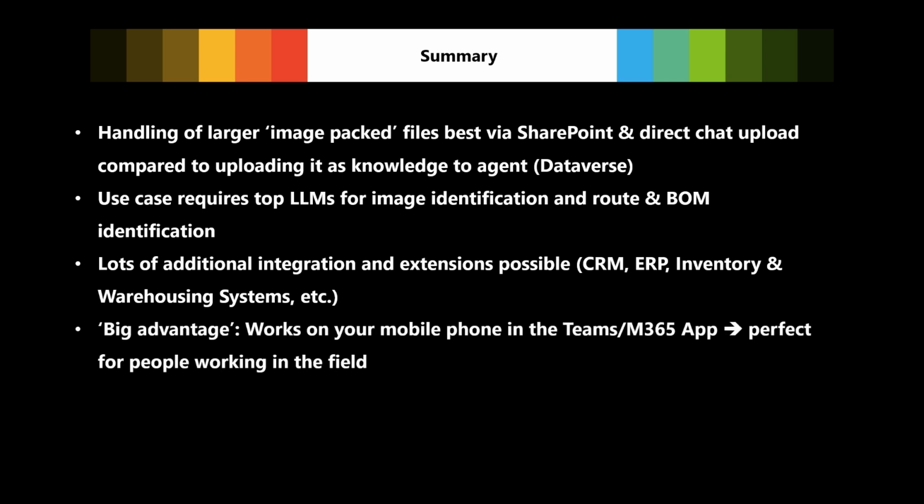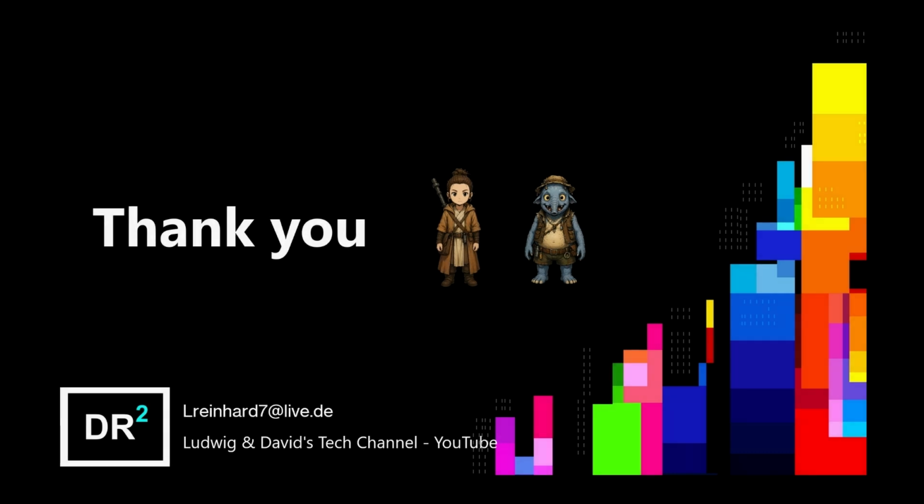So the big advantage that I see from this use case is that you can give this kind of agent to your people, make it available on their mobile phones via Teams or the Microsoft 365 app. And this is really perfect if they're in the field and do not know what to do. If they need a certain spare part, need to find out, hey, do we have this on stock? And if they do not know the part number or something like that, but just can make a photo. So that's really a great use case. So that's my view on that.